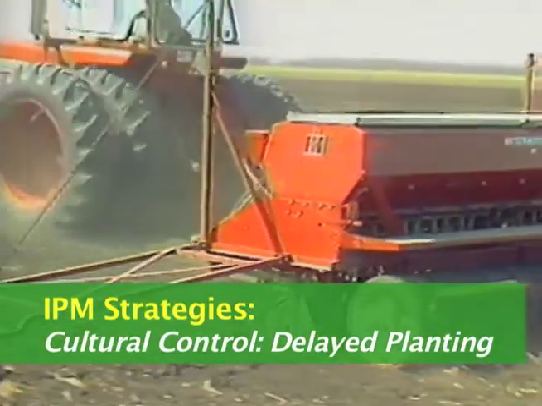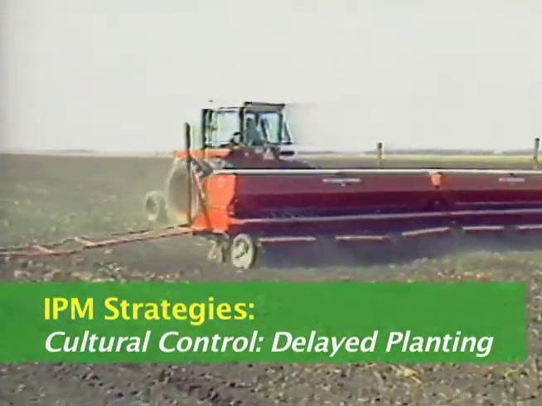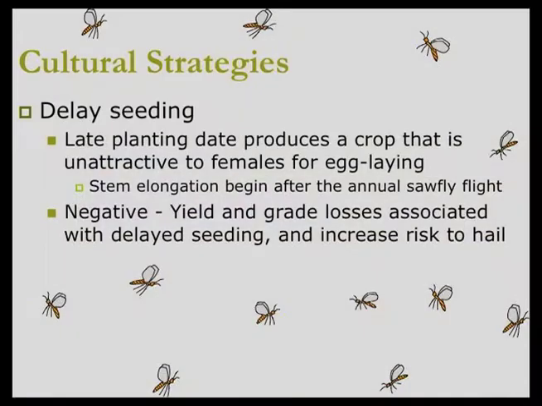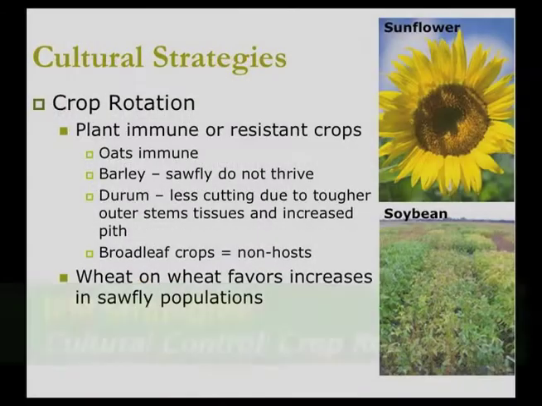Delayed planting after May 20th also has been suggested. A late planted crop will not have reached the stem elongation stage when wheat stem sawfly females are ready to lay eggs, but lower yields are usually obtained because of the late planting date. Also, calendar dates may not accurately reflect sawfly development.